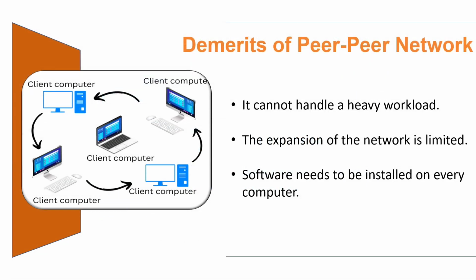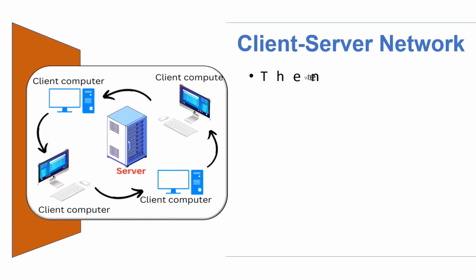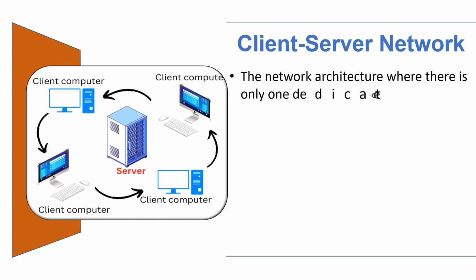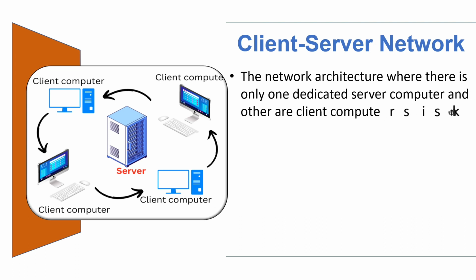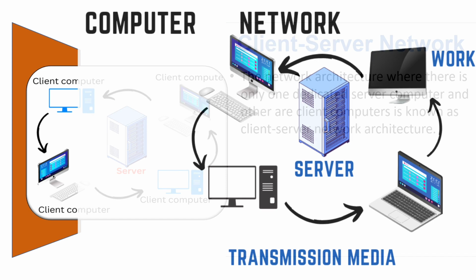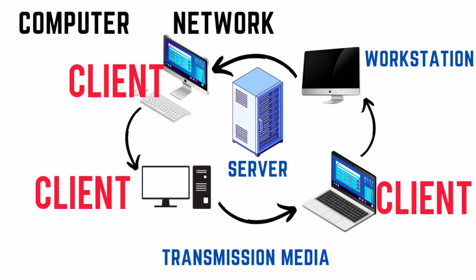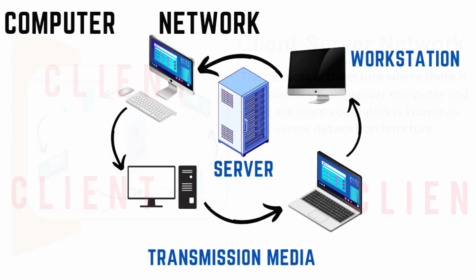Now let's talk about the client-server network architecture. The network architecture where there is only one dedicated server and the rest of the computers are client computers, that is called the client-server network architecture. So the network model that has a single central server and the rest of the computers are the client computers, such type of networking architecture is known as client-server network architecture.